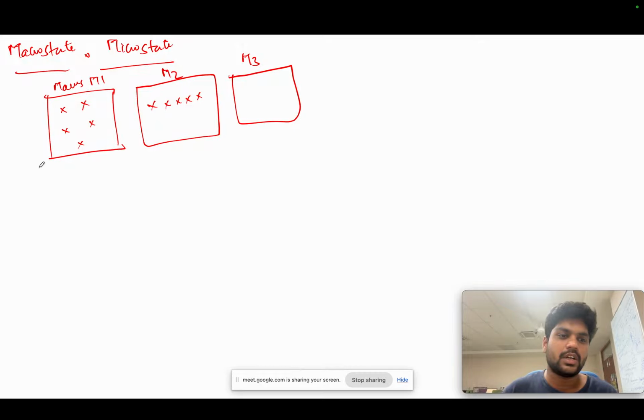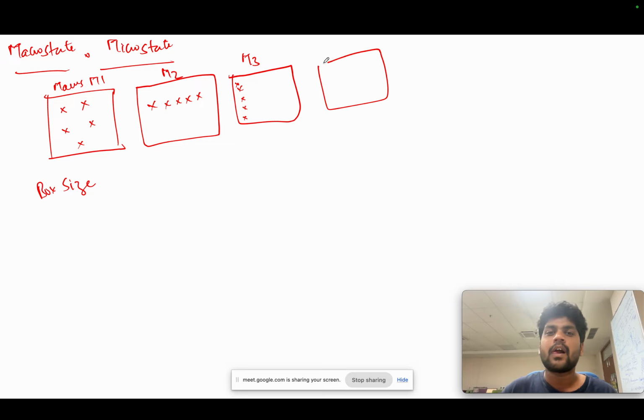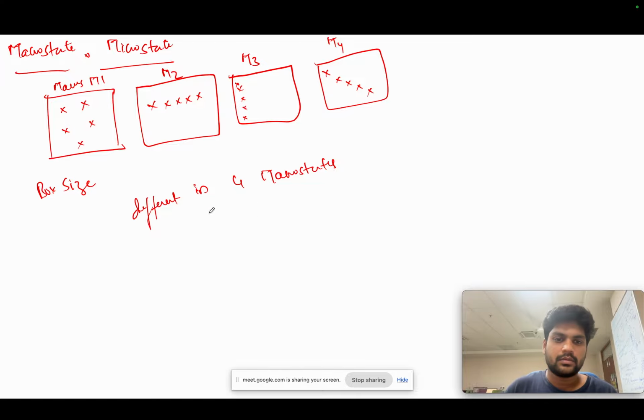Assume that the box size is the same. This is M3 and this is M4. So can you tell me what is the difference between the different macrostates? It is basically the alignment of the number of particles inside it.